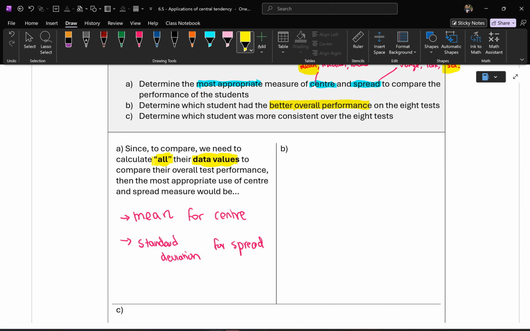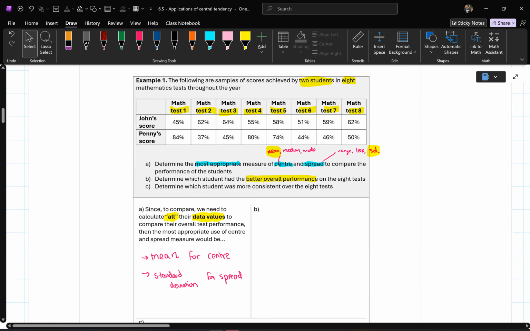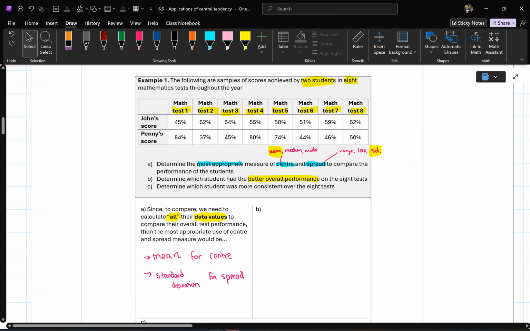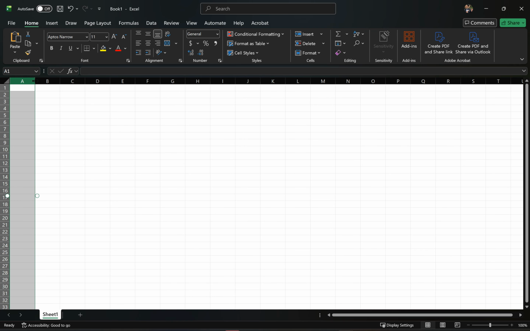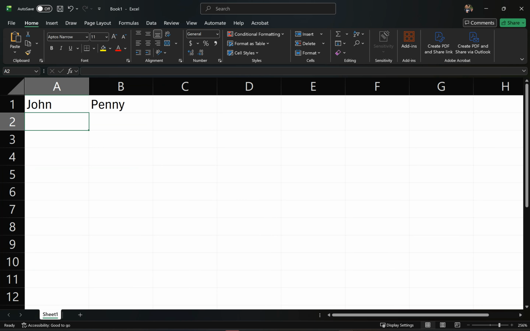So how do you do that? Well, let's do a mean and standard deviation test. And like I said, the best way to do it is Excel. So I'm going to show you how to do it in Excel. Here we go. I'm going to open up Excel. There we go. Let's do column A. Let's call him John, and column B, Penny. I'm going to zoom in so you can see.